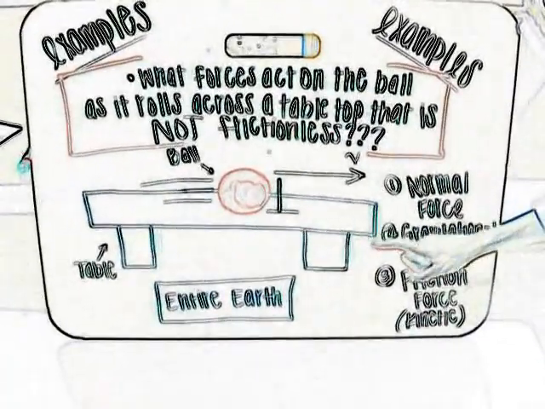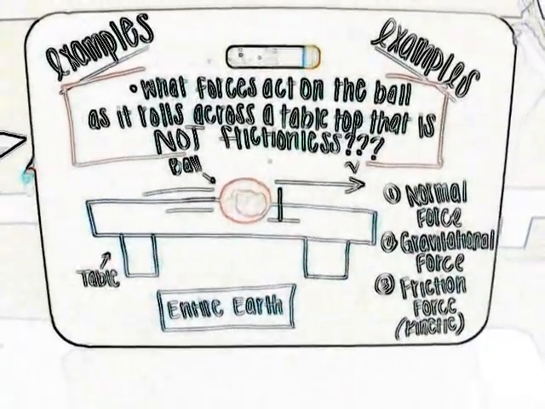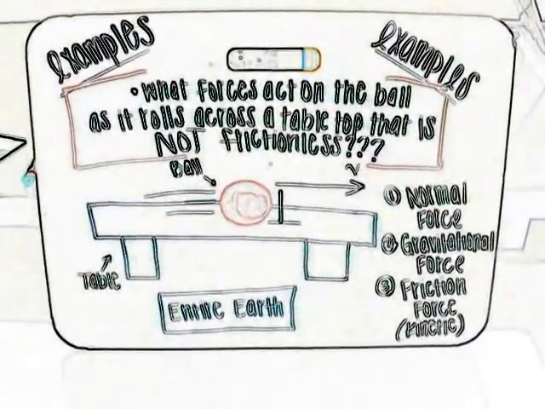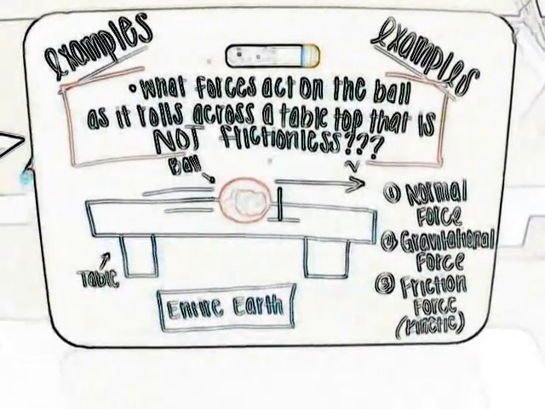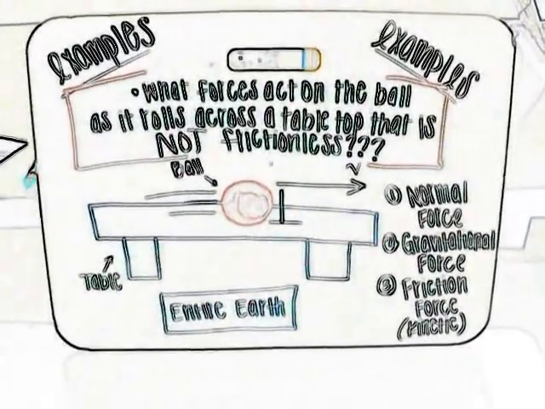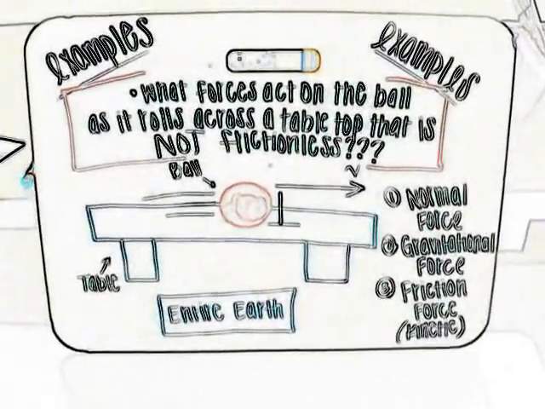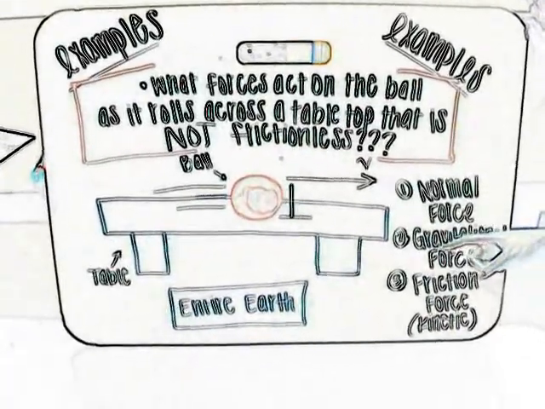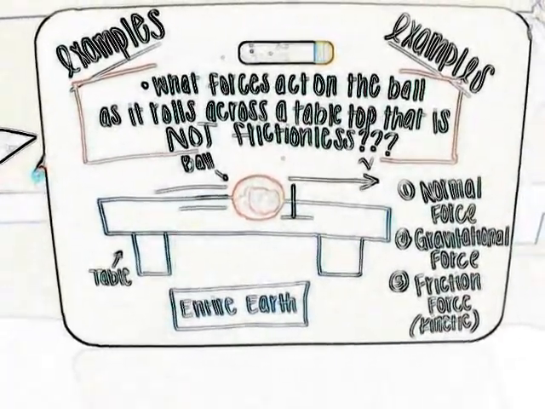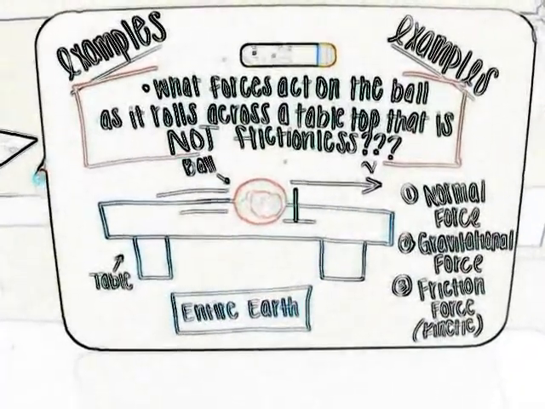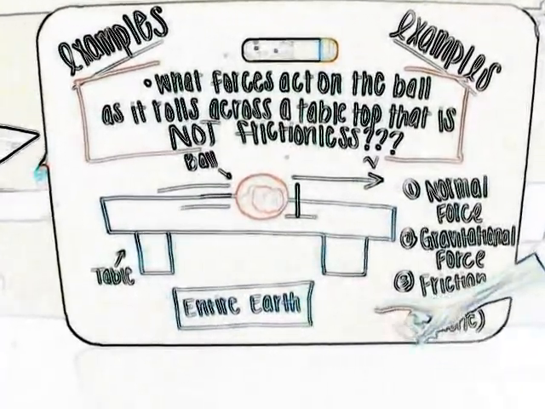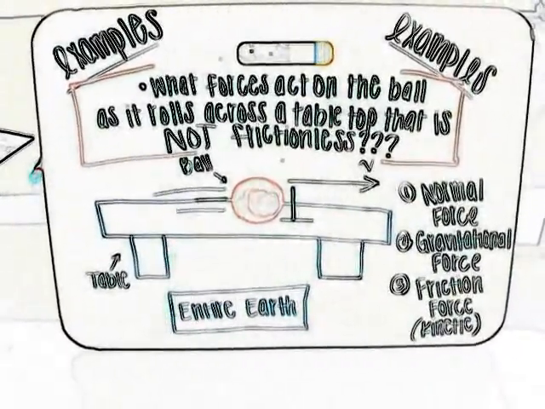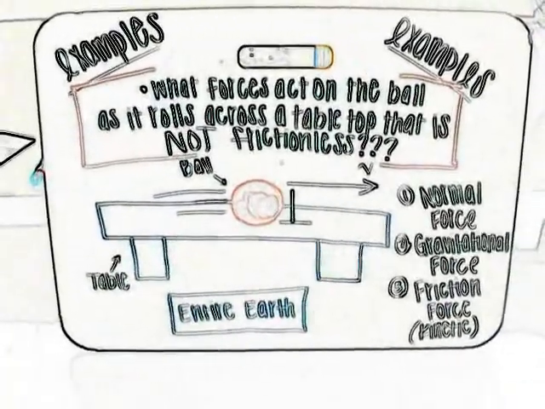Now, the ball on top of the table is rolling across the table. The table is no longer frictionless. So, what forces act on the ball as it rolls across the table now that the tabletop is no longer frictionless? One would be the normal force from the table onto the ball because the table is perpendicular. The gravitational force from the entire Earth, and also the friction force, specifically kinetic friction because the ball is in motion.